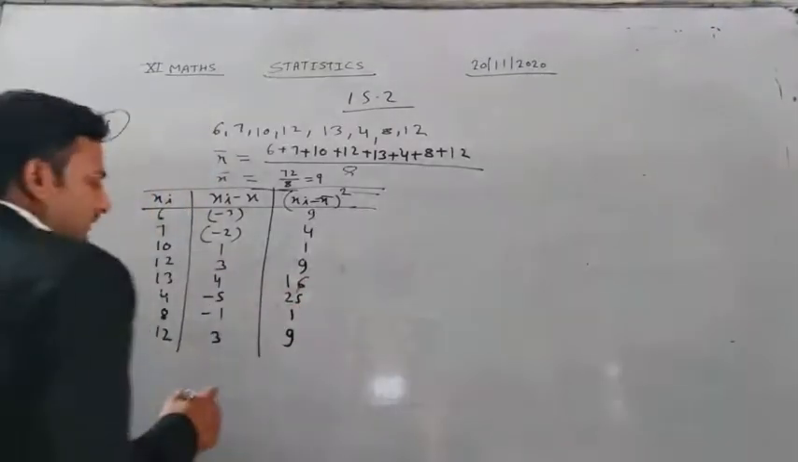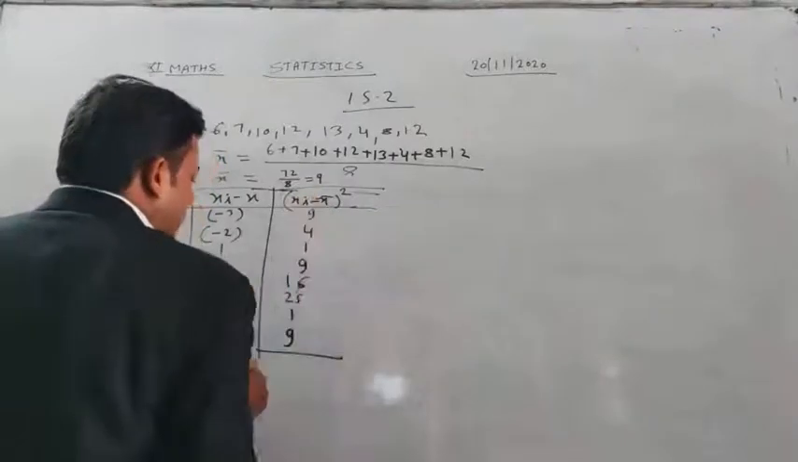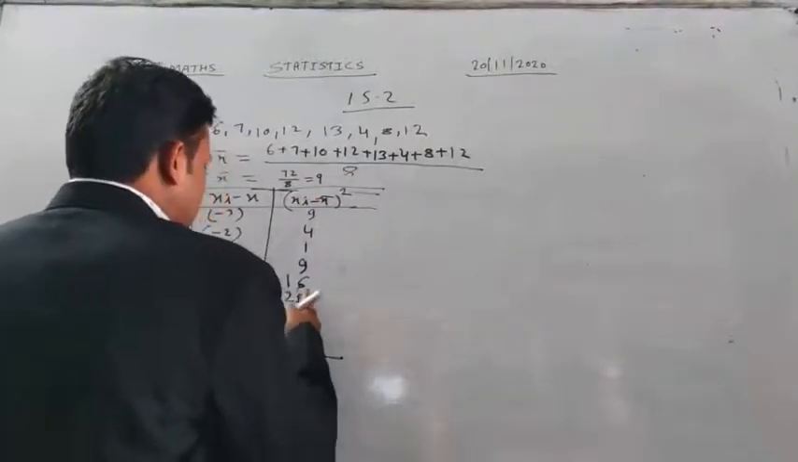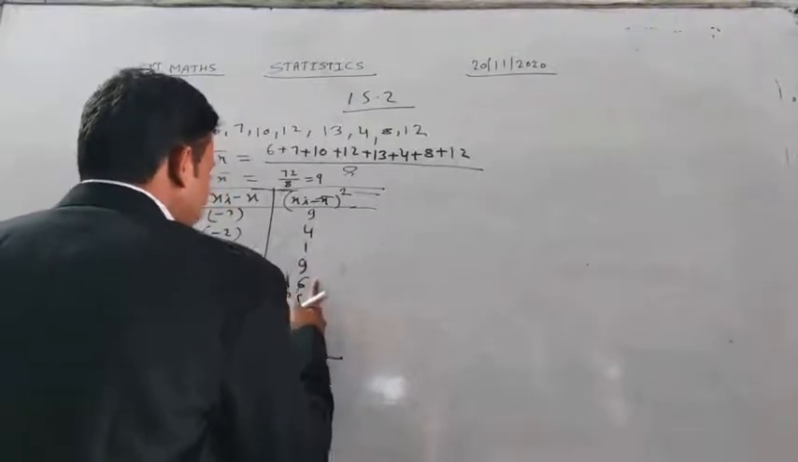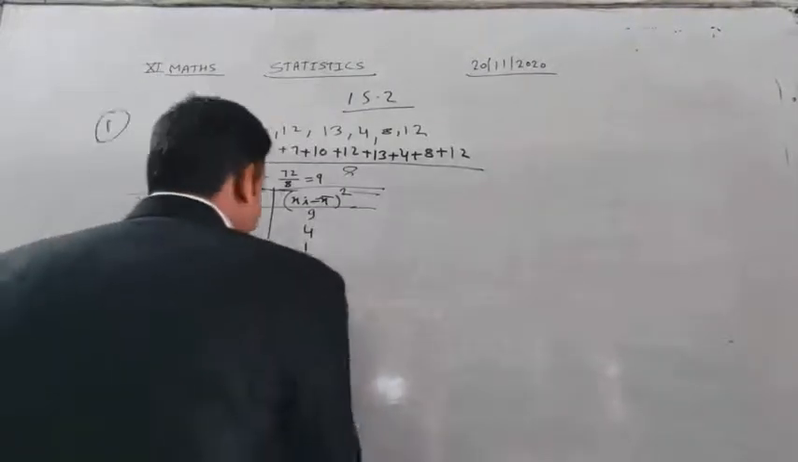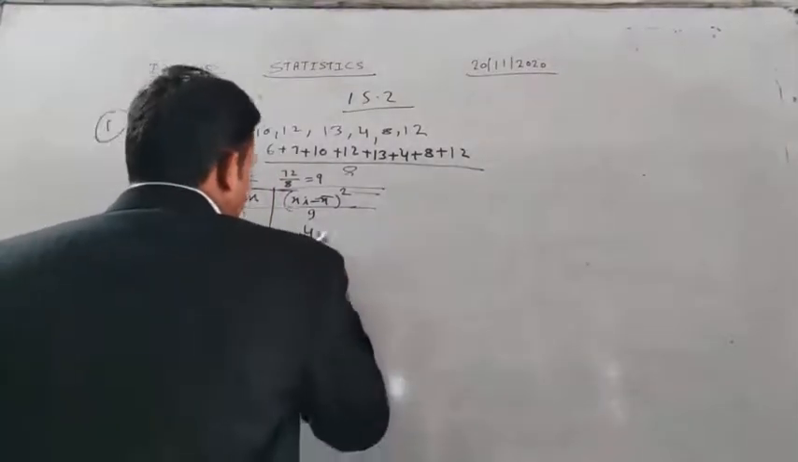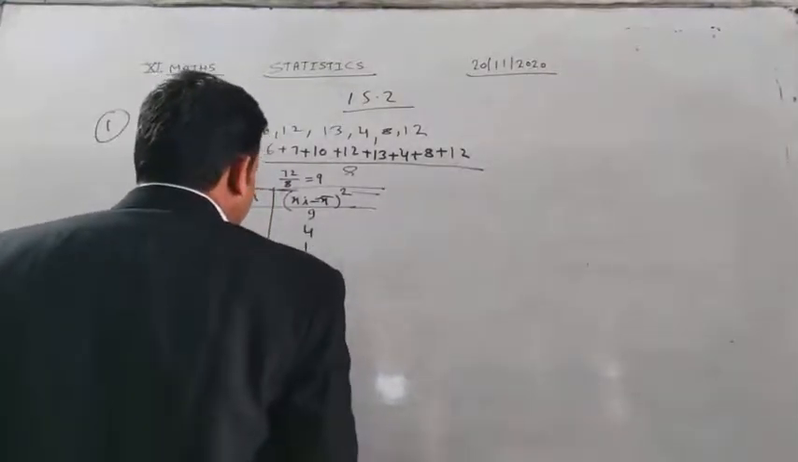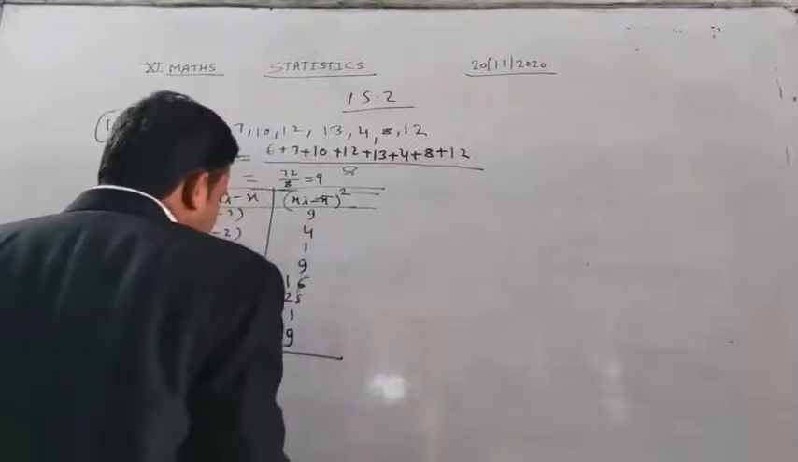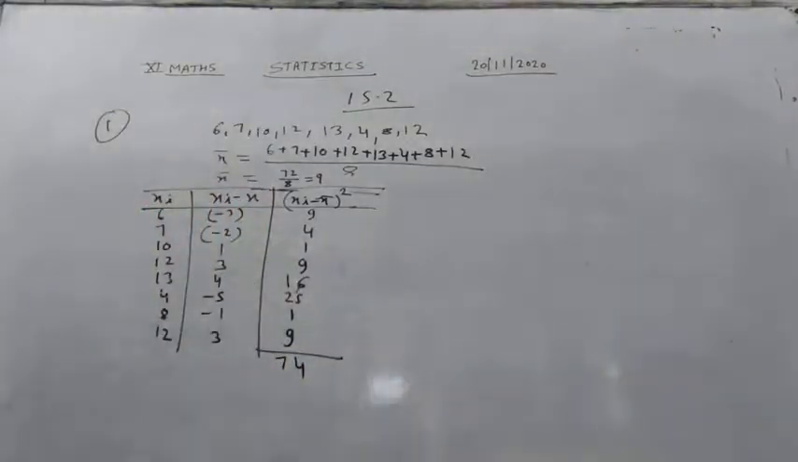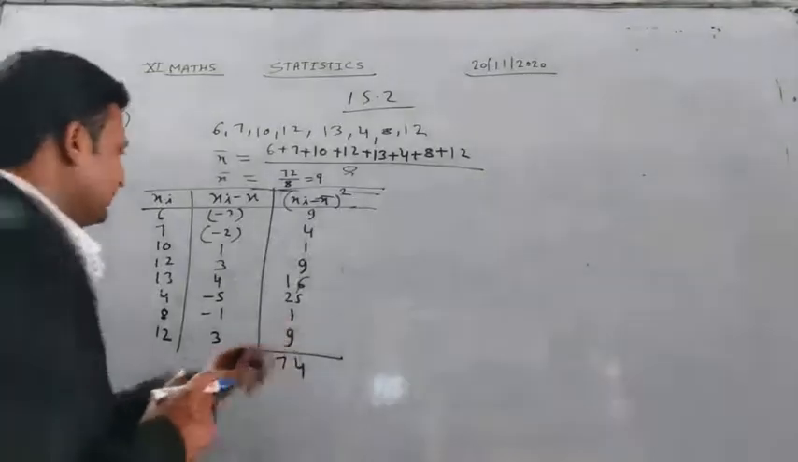Now we will find the sum of these. We will get 10, 25, 35, and again 25, 35 and 25 will be 60, and 65 and 9, 74. Our sum is 74.